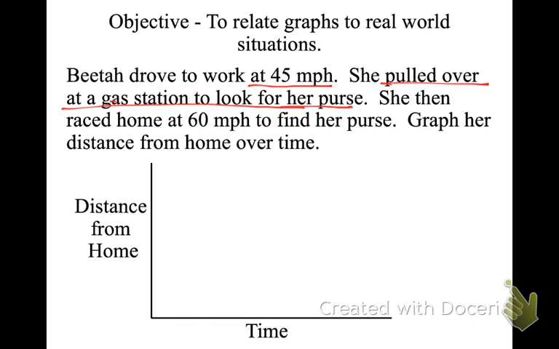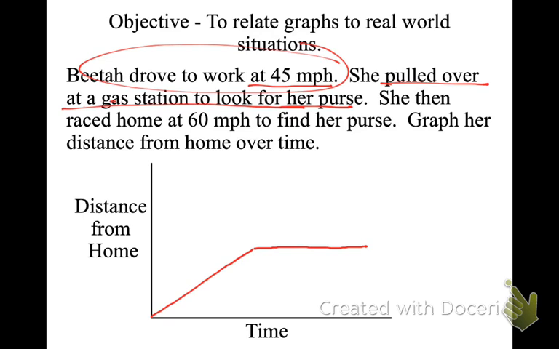Okay, Adam. Just the first part, this part right here. How am I going to draw it? An upward diagonal line. Good, like a positive slope. And then when she pulls over at the gas station, what's that going to look like on the graph? Aram? A straight line, which direction? Vertical, horizontal, diagonal? Horizontal. So notice time is increasing, but my distance is not increasing.